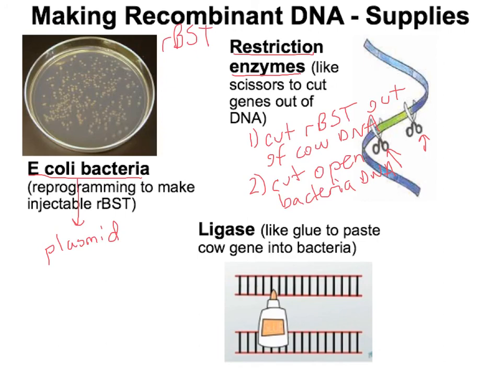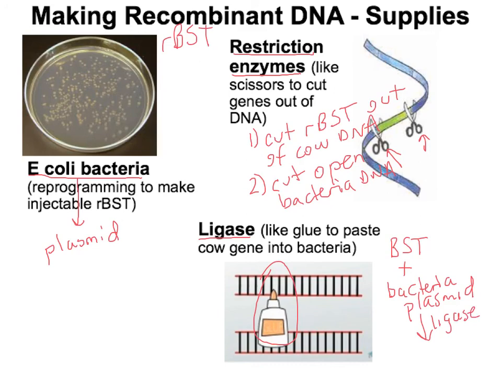Another tool that we'll need is called ligase, and ligase is an enzyme that's like glue, and it pastes pieces of DNA together. So after we cut out that BST gene and we cut open the bacteria plasmid, we need to glue them together with ligase so that the bacteria can be reprogrammed to make BST.